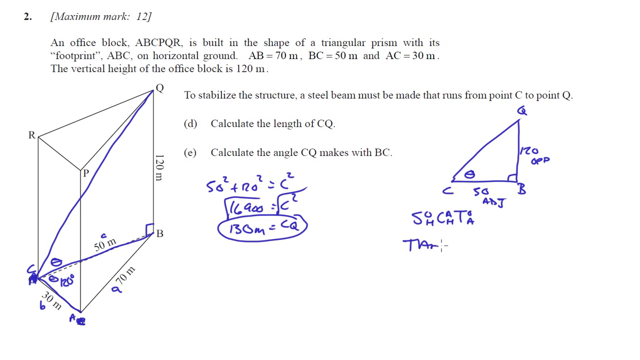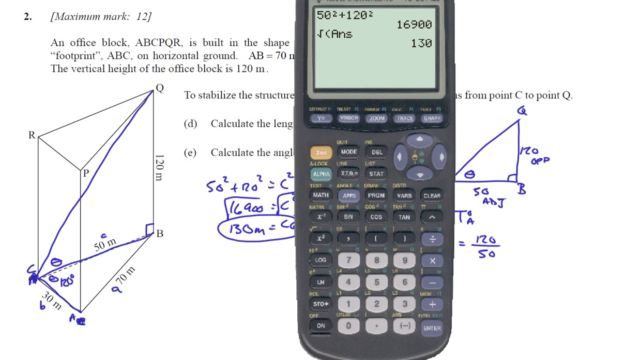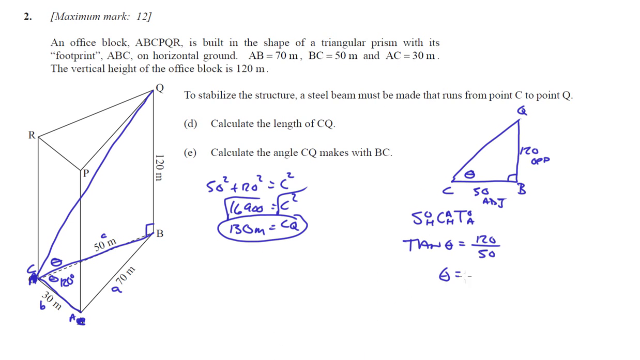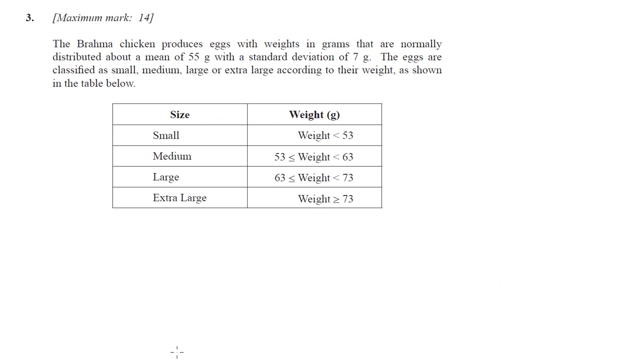So we do tangent theta equals the opposite, which is 120 over 50. And on our calculator, if we are looking for an angle, remember we have to do second tangent. So second tangent of 120 divided by 50 gives us 67.38, so we'll call that 67.4 degrees. So that is the angle that CQ makes with BC. Okay? Alright, on to number 3.